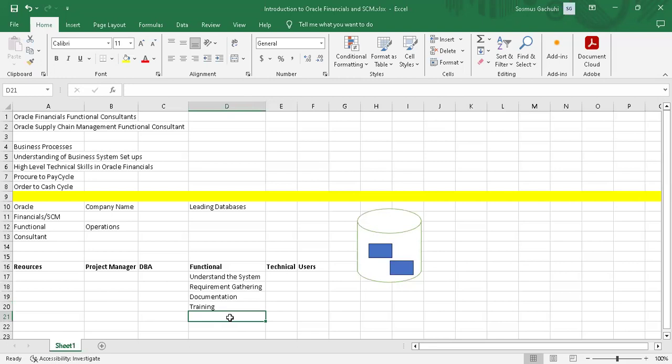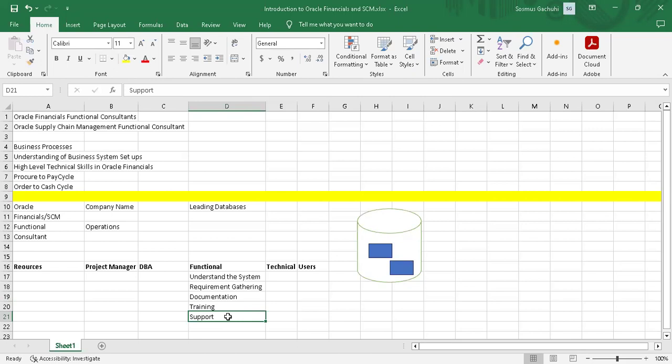Then another key work of a functional consultant is to do support. Support is whereby you are not implementing a system, but you have a system that's already implemented, and you have been engaged to support that system, so that the issues that users experience, which make their work hard, you can now look at them and be able to fix them.